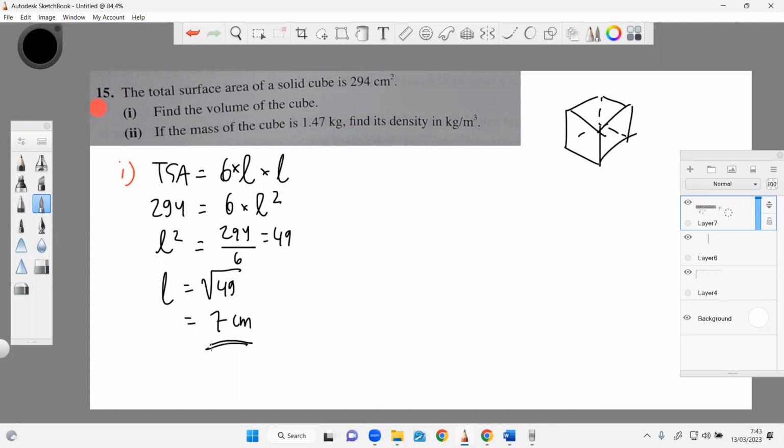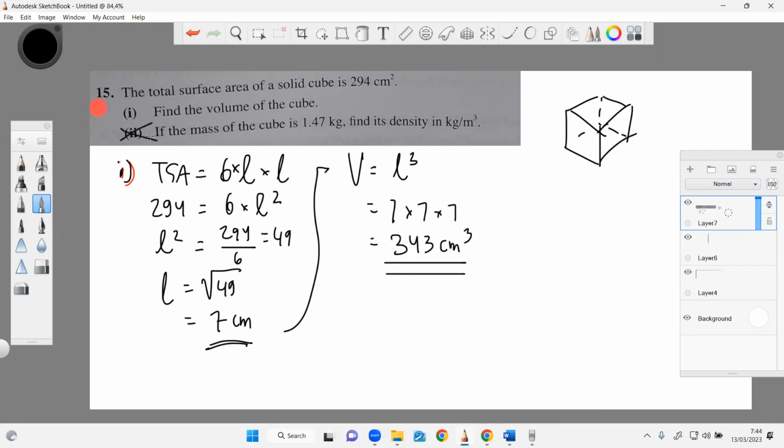Done. But are we done for part 1? No. Why? You need to find the volume. Volume is L cubed: 7 times 7 times 7, which is 343 cm cubed. So part 2 is not needed, because I only gave you 15 part 1, 15i.